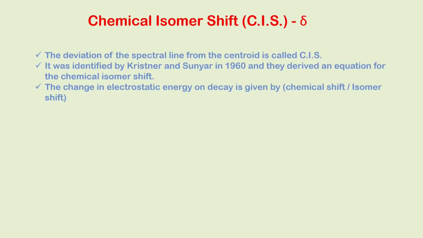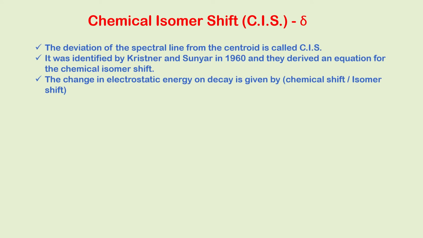Chemical isomer shift, CIS, is also denoted as delta. The deviation of the spectral line from the centroid is known as CIS. It was identified by Kistner and Sunyar in 1960, and they derived an equation for the CIS. The change in electrostatic energy on decay is also given by the chemical shift or isomer shift.